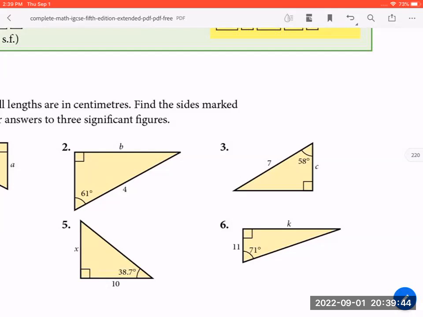So use the calculator. This is equal to 3.71. Yes, great, 3 significant figures. Okay, go to number 5.